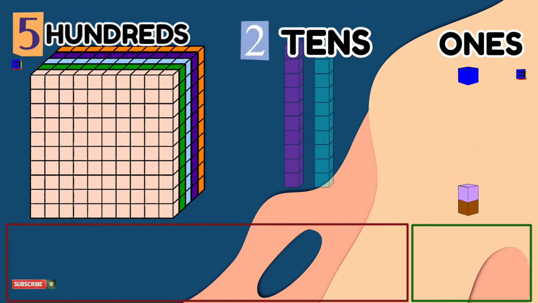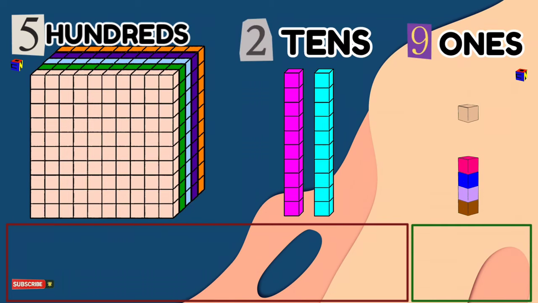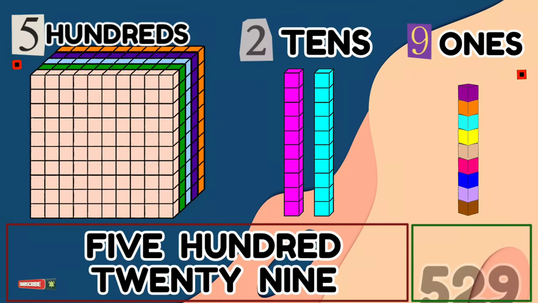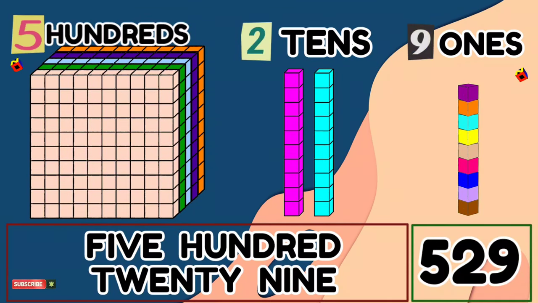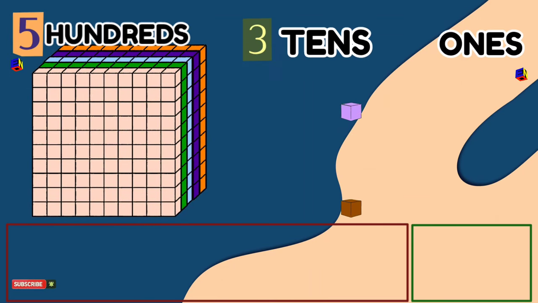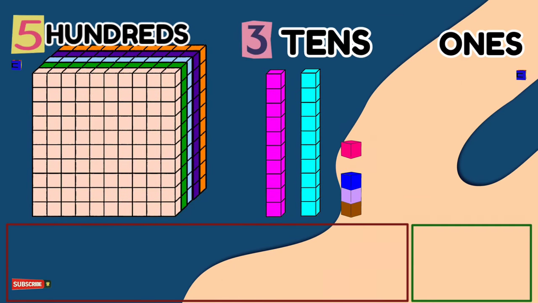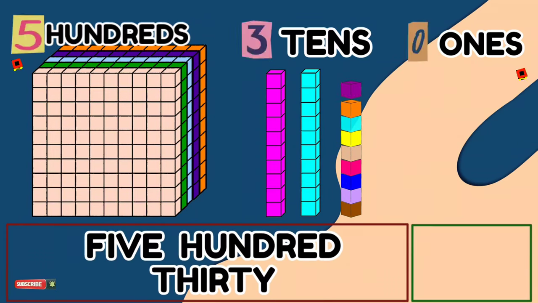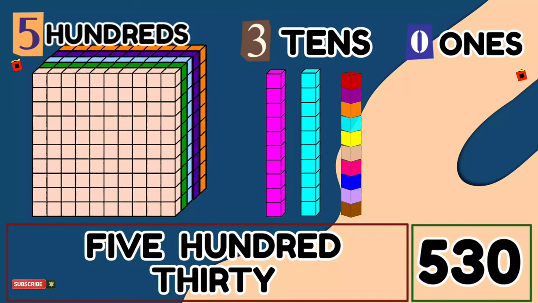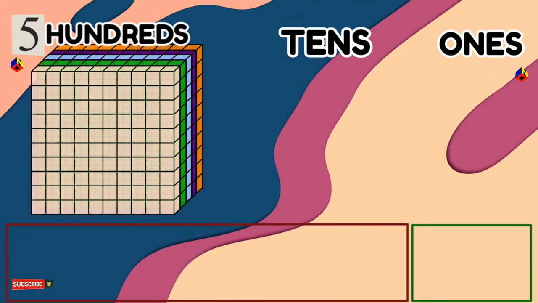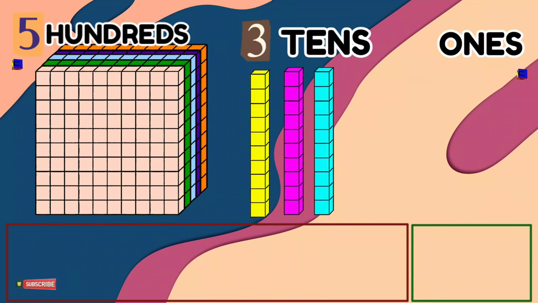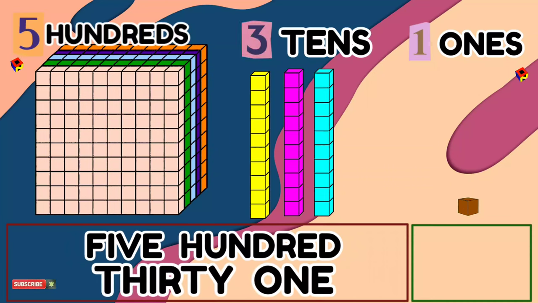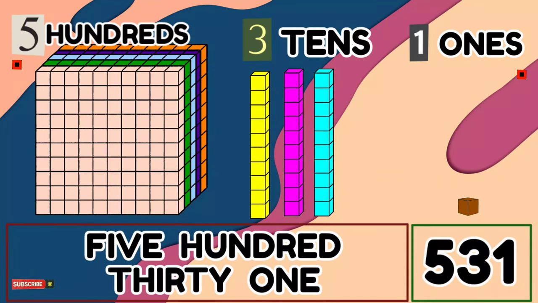5 hundreds, 2 tens, and 9 ones is 529. 529. 5 hundreds, 3 tens, and 0 ones is 530. 530. 5 hundreds, 3 tens, and 1 one is 531. 531.